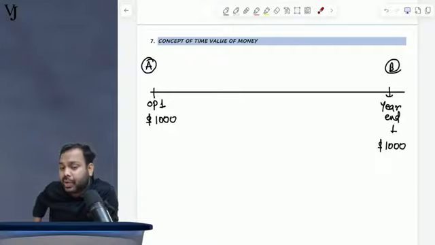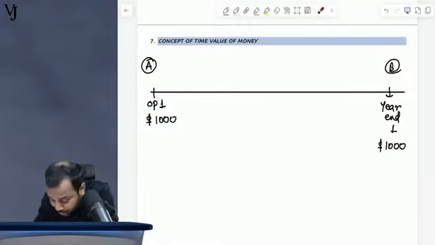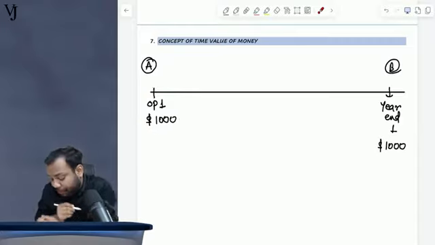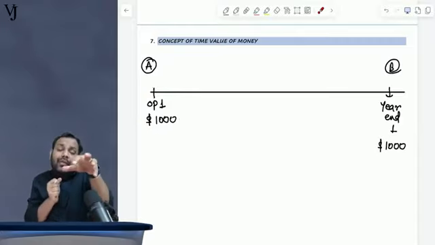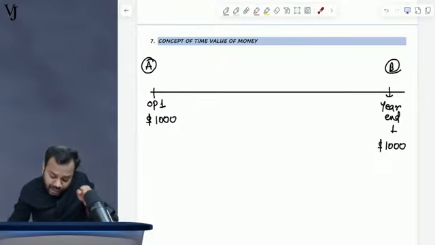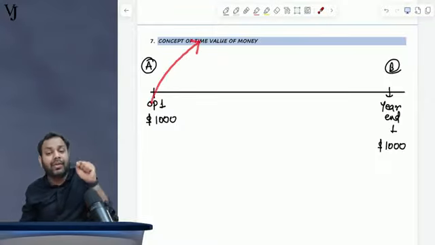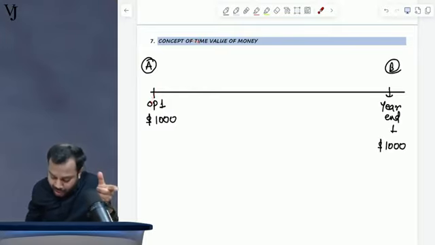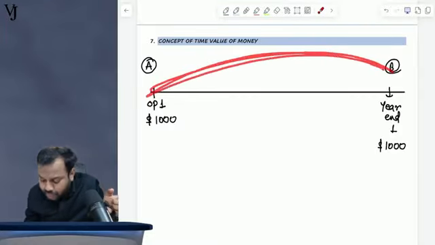Value is higher today. Okay. So basically why today is, sir, if you give me the money today, what I will do is I will take 1,000 today. I will invest in the bank now, and I can earn investment income for this.